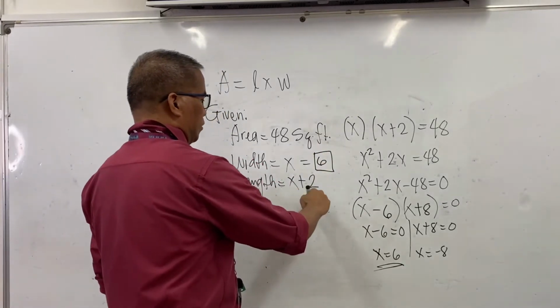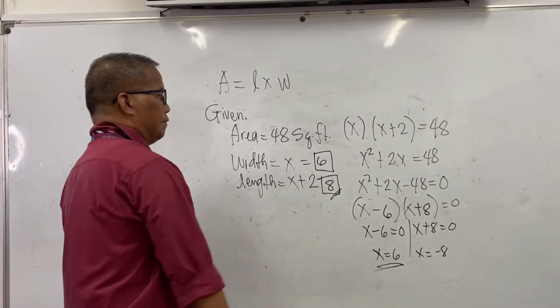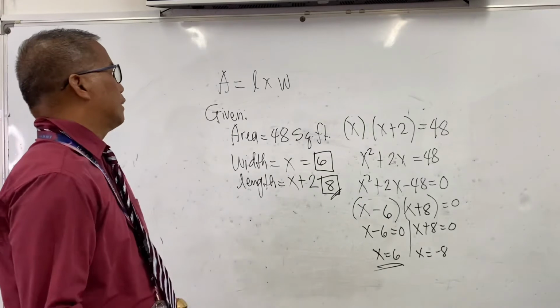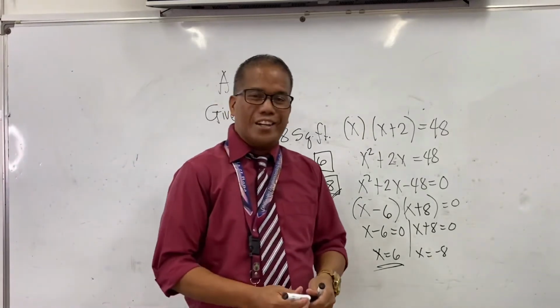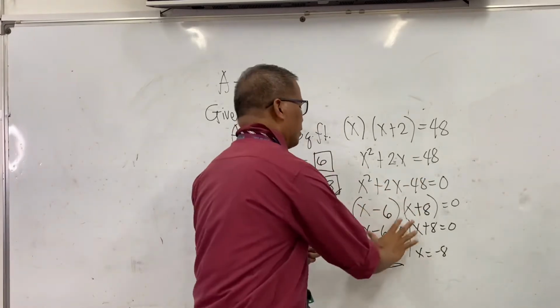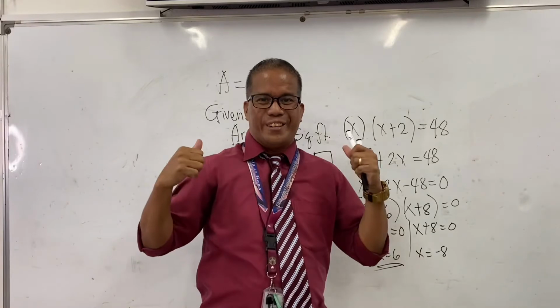And 6 plus 2, we have now 8. So the length is 8. Alright? So that will be the dimensions of the rectangle. So did you understand? If you have a calculator, you can easily find the factors and the value of this quadratic equation. Okay guys?